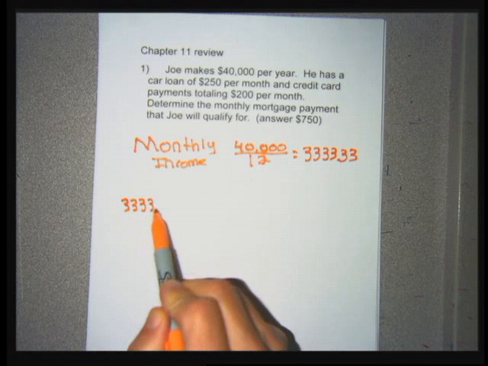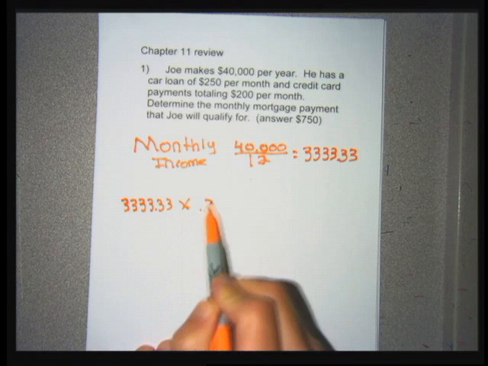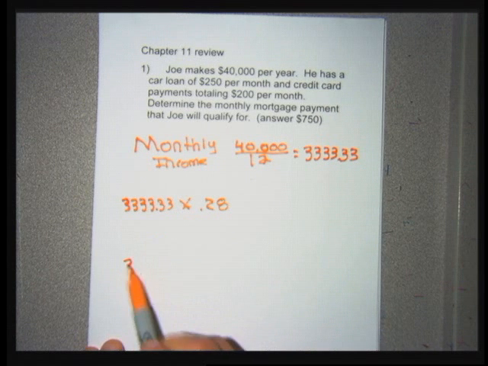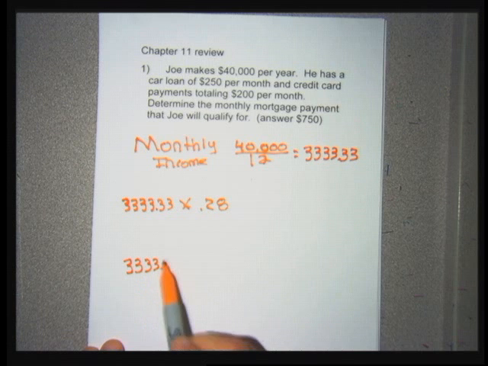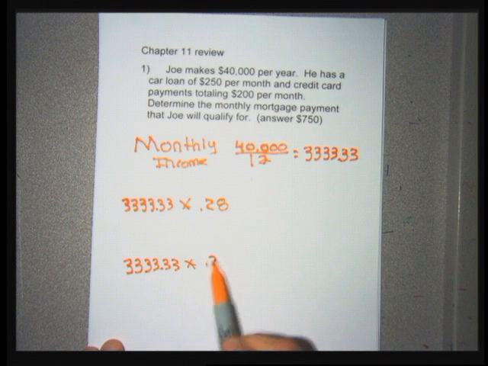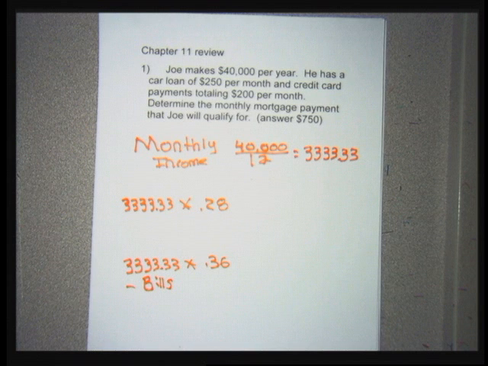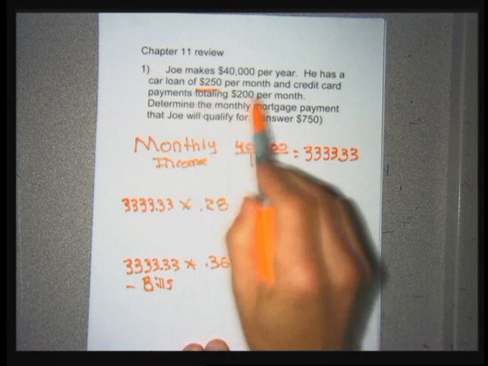Now what I need to do is take that $3,333.33, multiply it by 28%, and just leave that number fixed, and then multiply it by 36% and deduct Joe's other bills, which would be like car payments, credit card payments, student loan payments, child support payments, any kind of monthly payment that you technically need to have. Like cable, cell phones, food, they wouldn't deduct that, but by bills in this case, I mean his car loan and his credit card payment.